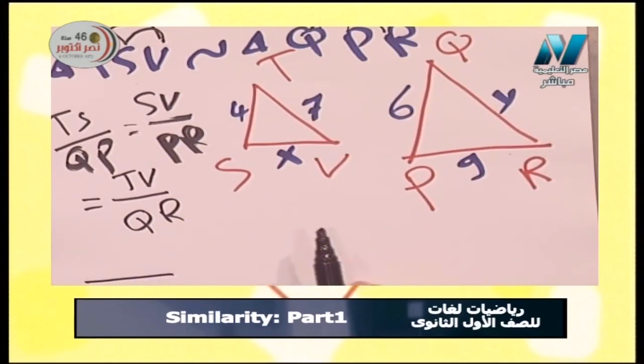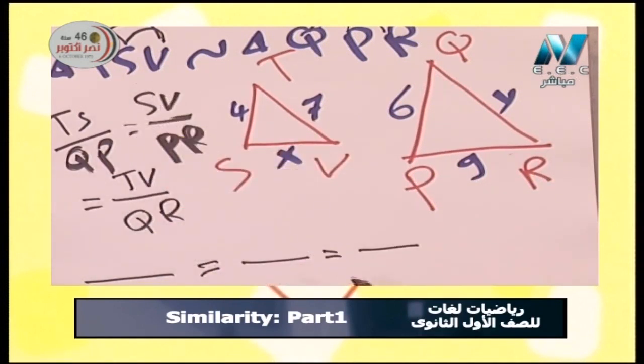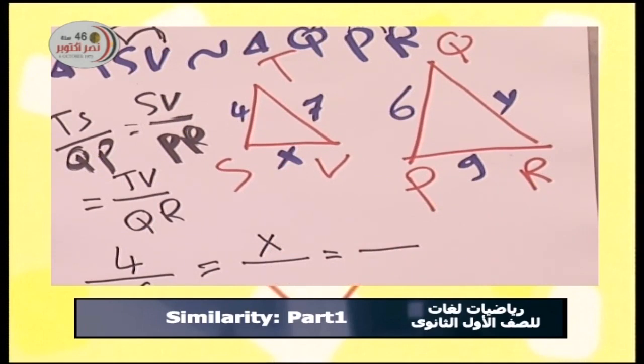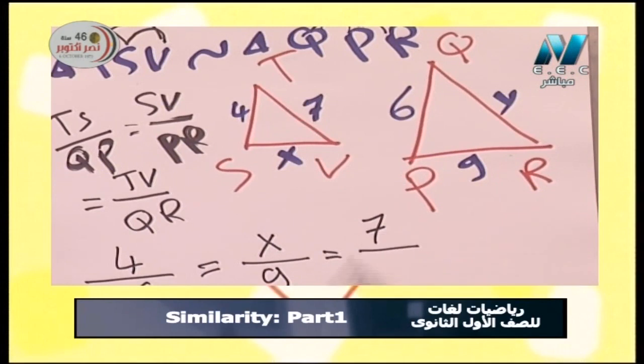Let's try to substitute here. Where's TS? TS here equals 4 centimeters. And QP equals 6 centimeters. SV, where is SV? Equal X. Put here X. And PR is 9. TV here is equal to 7. And QR is Y.